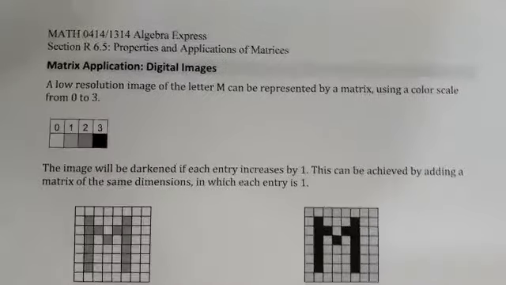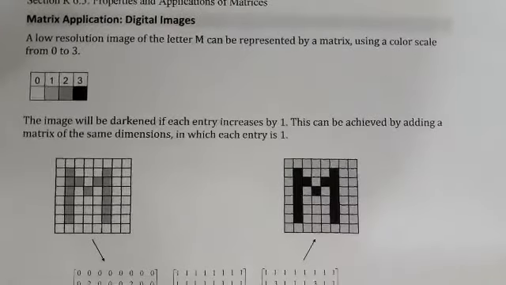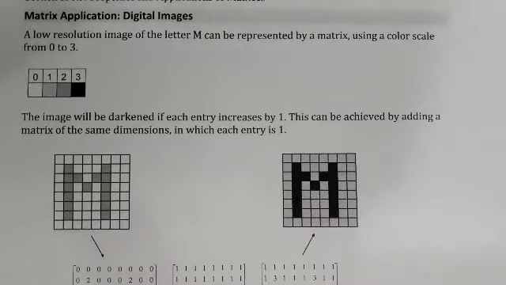So they're going to give us a sort of matrix application problem. And so what they're doing is they're creating a sort of pigment scale here. A low-resolution image of the letter M can be represented by a matrix using a color scale from 0 to 3. So they're using a color scale. 0 is white, 3 is black. We've got 2 shades of gray in there.